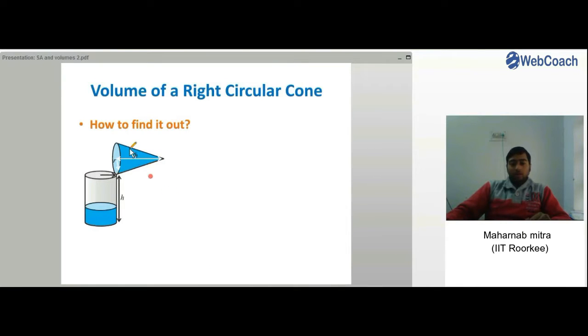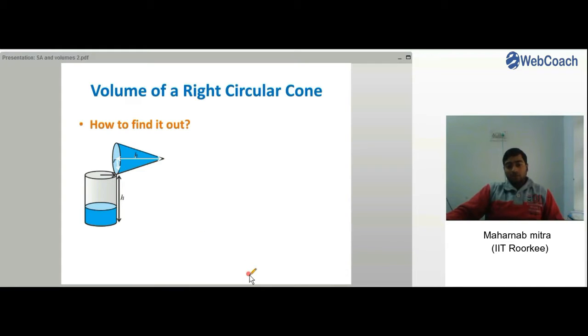So what we do, we take water and fill it in the cone, and then we pour it into the cylinder to see how much fraction of the cylinder it covers. We see that it covers only a small portion. When we empty the entire cone into the cylinder, it gets filled up to a certain extent, but it does not get full or overflow. So we get an idea from here that the volume of the cone will be a certain fraction of the cylinder.